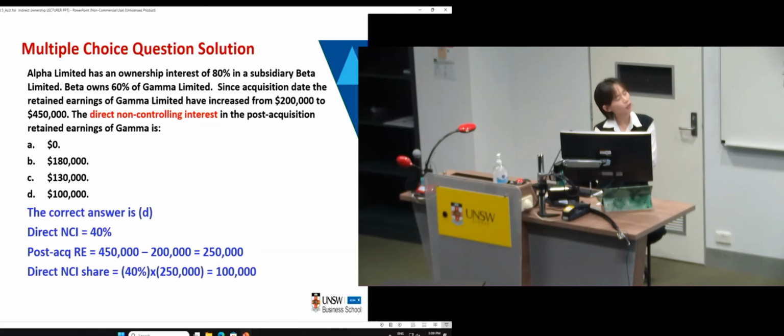And the post-acquisition retained earnings, so we need to exclude the retained earnings balance on acquisition day, right? So this is the balance you have at reporting day. This is the acquisition day balance, which is pre-acquisition day equity. To find the post-acquisition day retained earnings, we use reporting day retained earnings balance minus the acquisition day retained earnings. So the changes here represent the post-acquisition retained earnings, which is 250,000. Now 250,000 multiplied by 40%, you got 100,000, so we choose D.